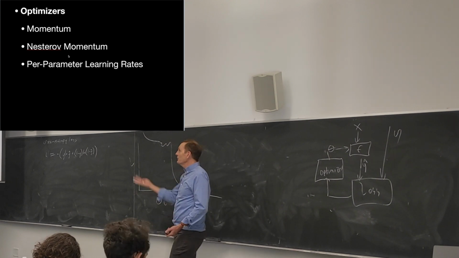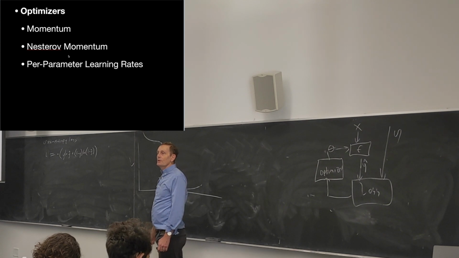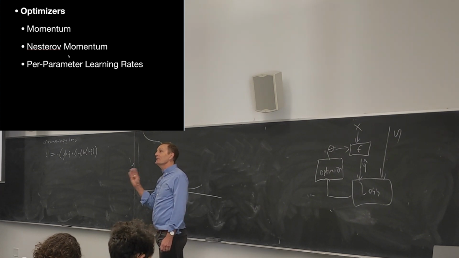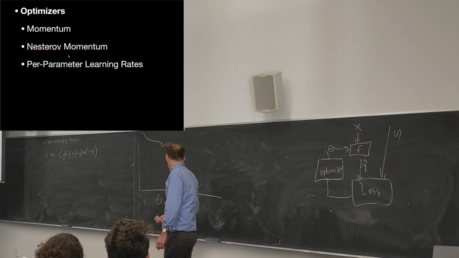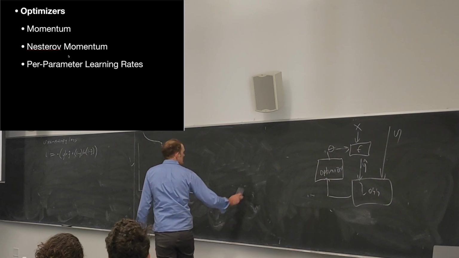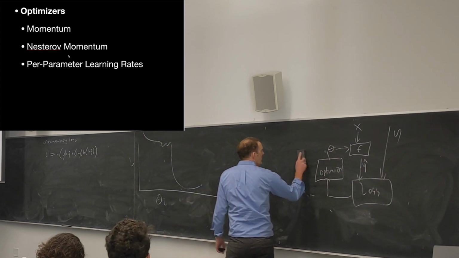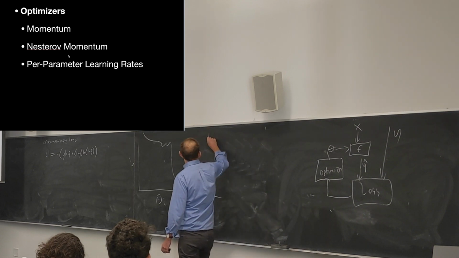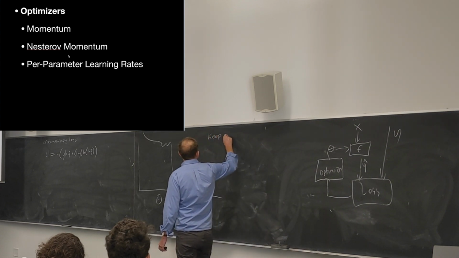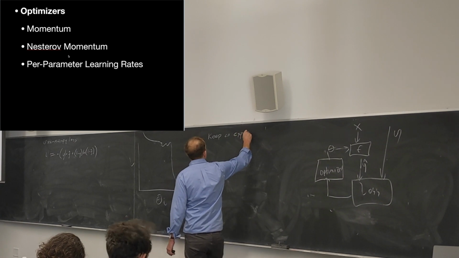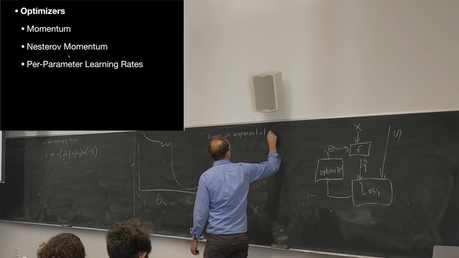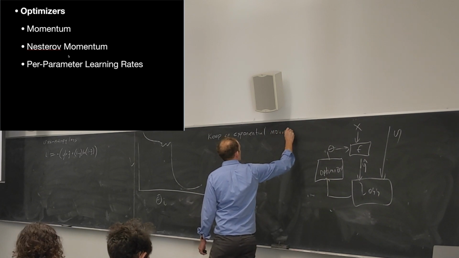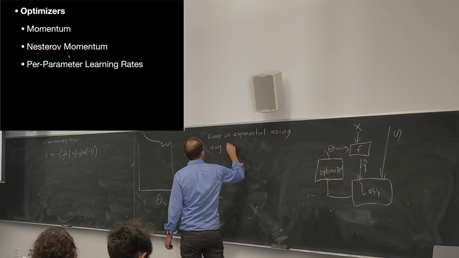That's the idea of what we're going to do with what's called momentum. The idea is we're not going to just look at the immediate gradient. We're going to look at some accumulation of gradient. So what we're going to do is keep an exponential moving average of the gradient.